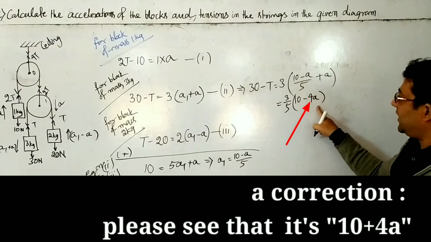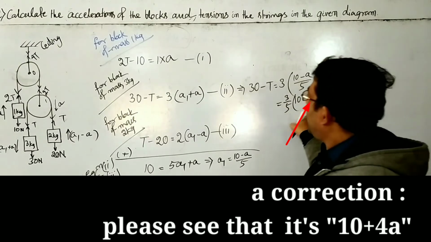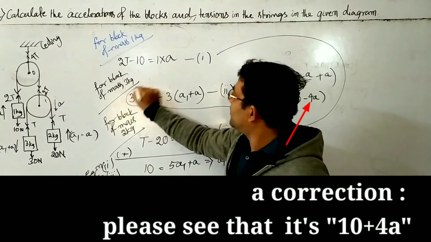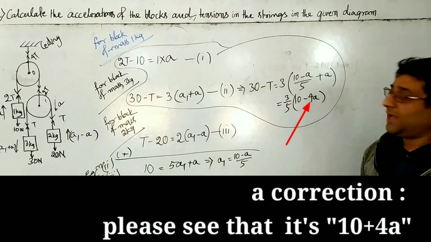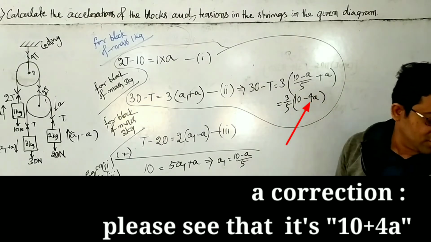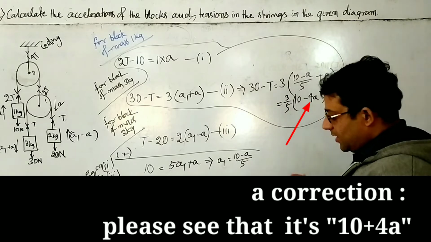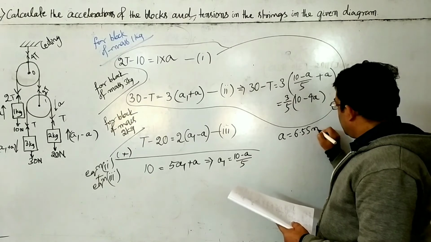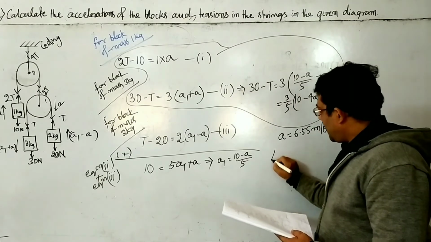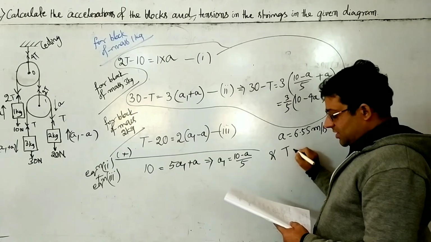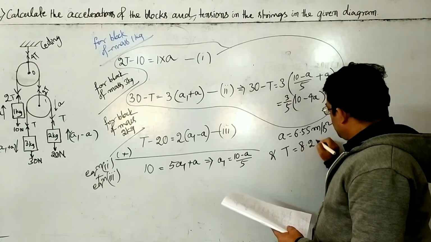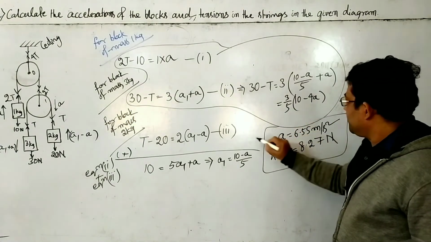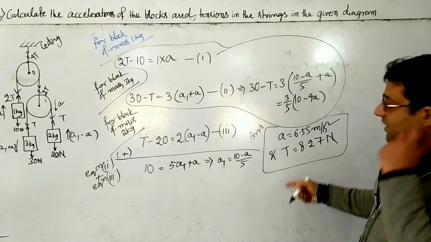So there are 2 unknowns, T and A. A1 we eliminated, and 2T minus 10 is equal to A. Solving this and this, now we can find out T and A. I am going to write the answers. You will do it on your own. Acceleration A is coming to be 6.55 meter per second square, and tension T is coming to be 8.27 Newton. These are the answers coming. You solve these 2 equations and get this answer.